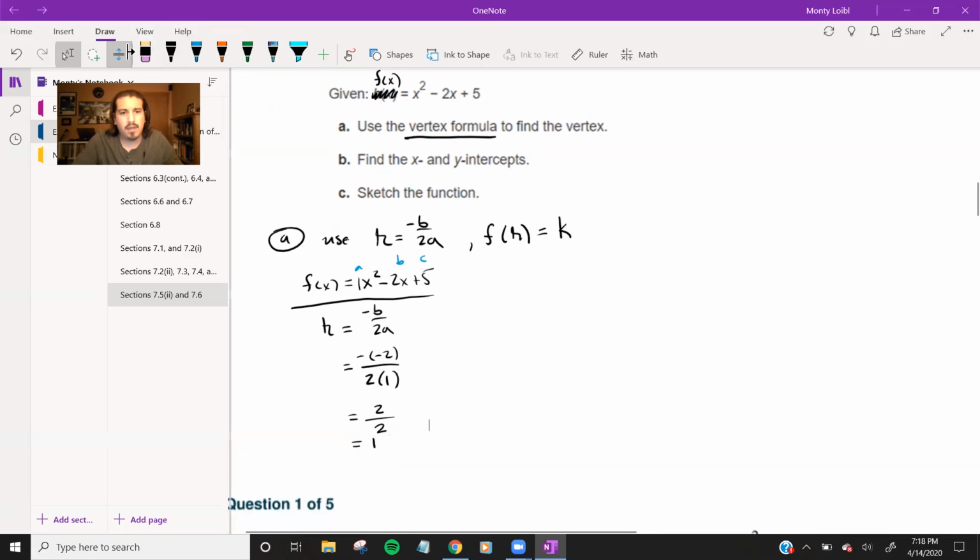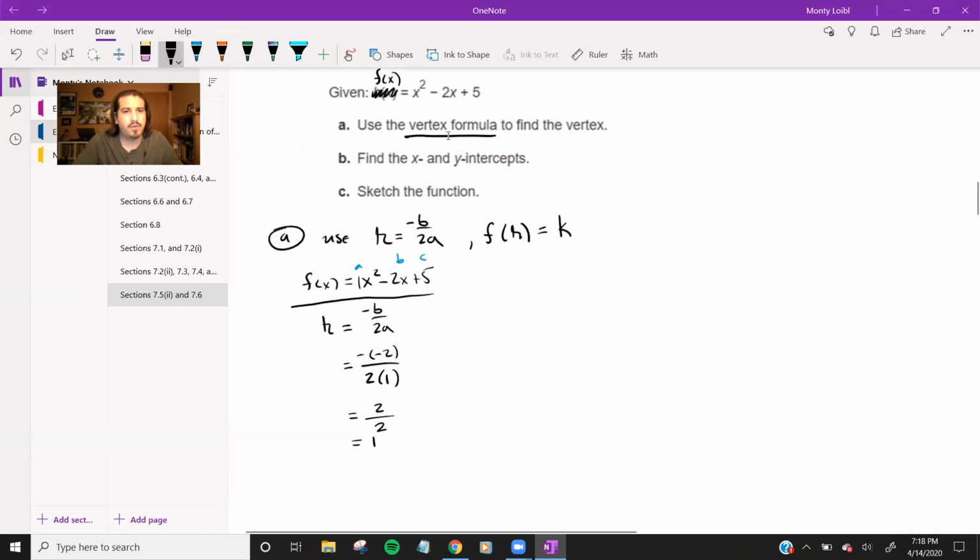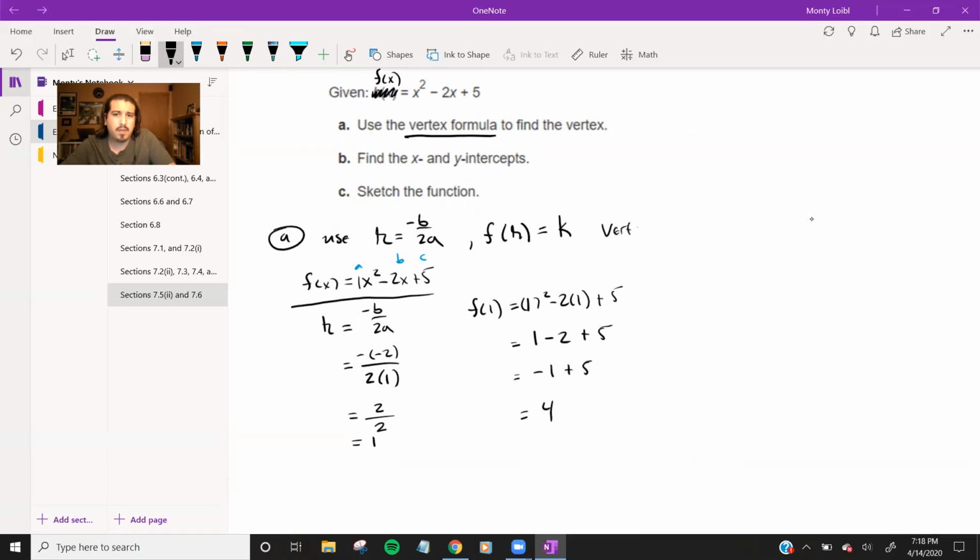So we can plug that back in and find K, which would find our vertex for us. So substituting this in, we have f of 1, which is what we found, and we're plugging it in to this function here, f, right? So f of 1, you've got 1 squared minus 2 times 1 plus 5. So substituting the values in, everywhere we see an x, we get 1 minus 2 plus 5, which is what? -1 plus 5, which is +4. So that means our vertex is the point 1, 4, which is the answer for B.